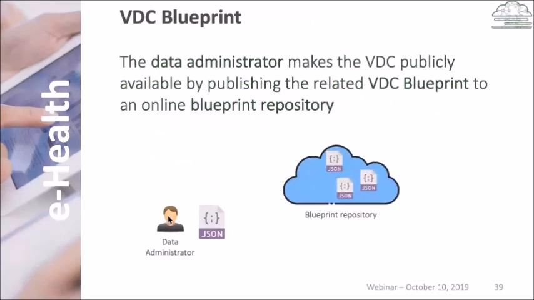Once the development of the VDC is completed, it's up to the data administrator to make the VDC publicly available. To do so, he has to prepare this mentioned VDC Blueprint, which is a JSON file containing crucial characteristics of the VDC. And this has to be published to a blueprint registry or a blueprint repository, as we said, so that application designers can later decide if this is the best choice for the task at hand that they have to perform.